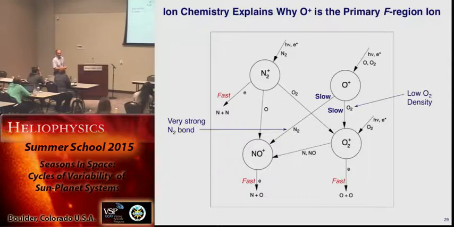The N2 bond, that triple bond, if you remember your undergrad stoichiometry, it's the strongest bond in nature. Very hard to break this apart. Hard to do this atom-ion interchange reaction. So the O+ gets stuck and has a long lifetime and creates a very interesting F region ionosphere.